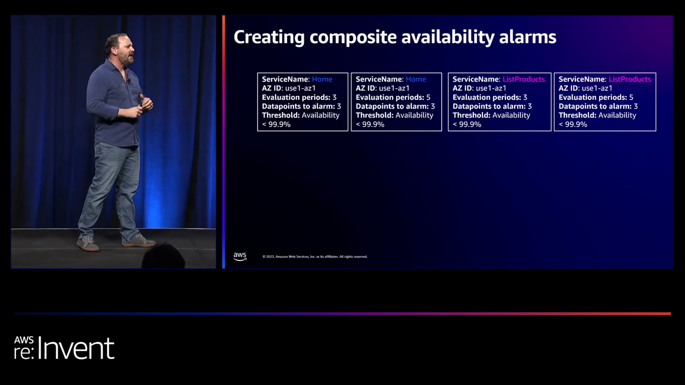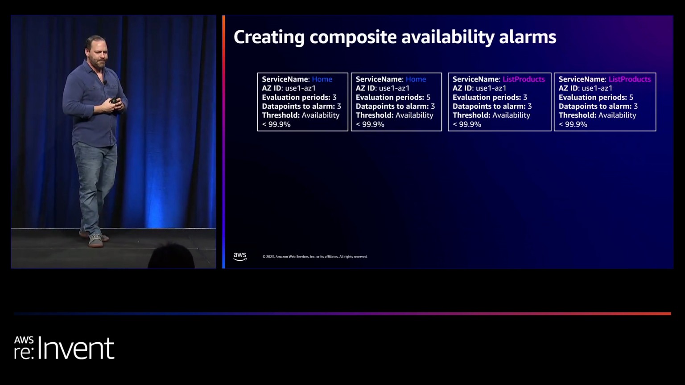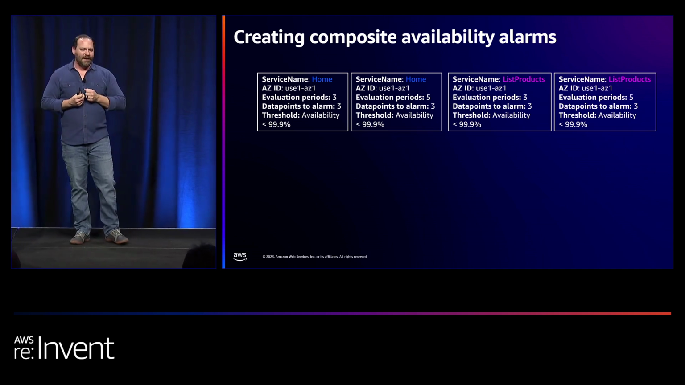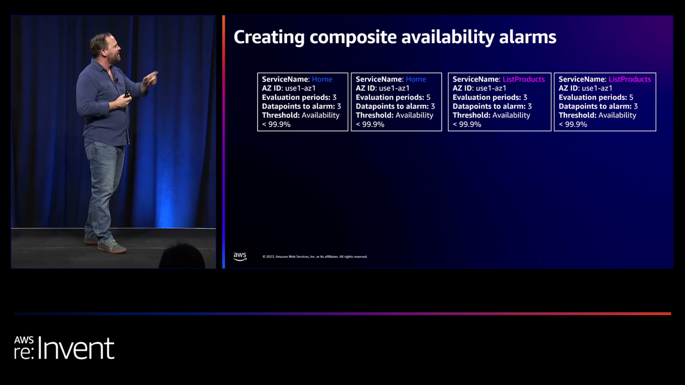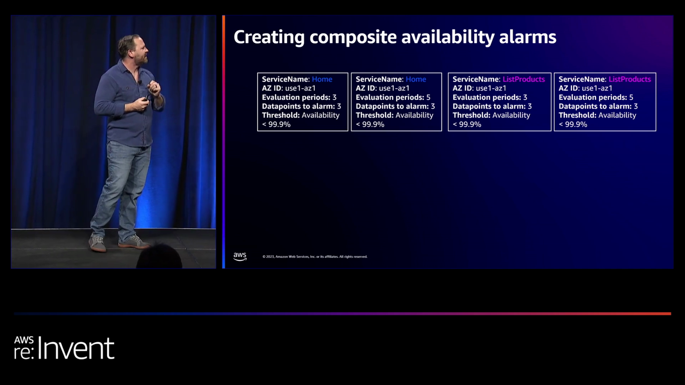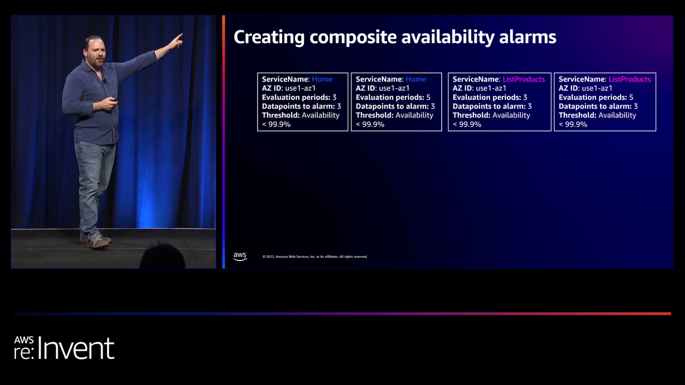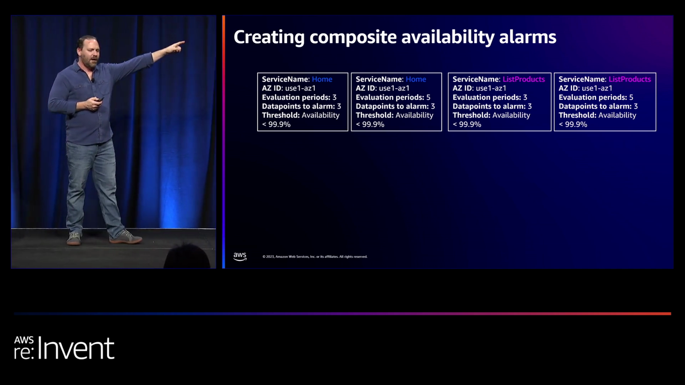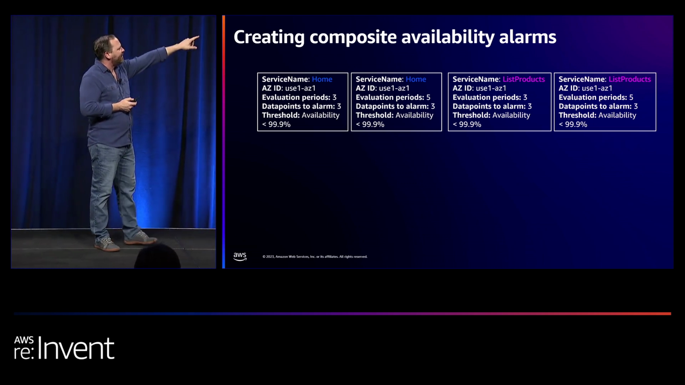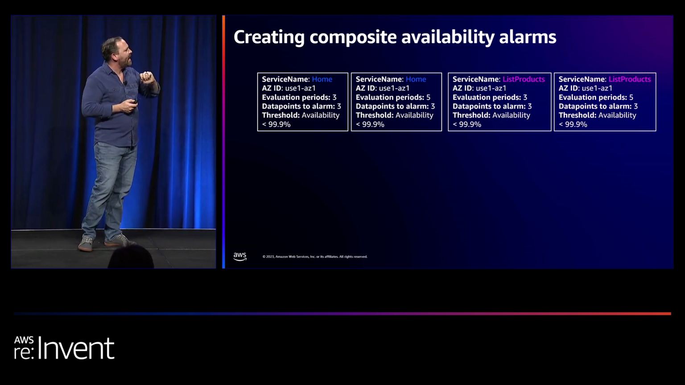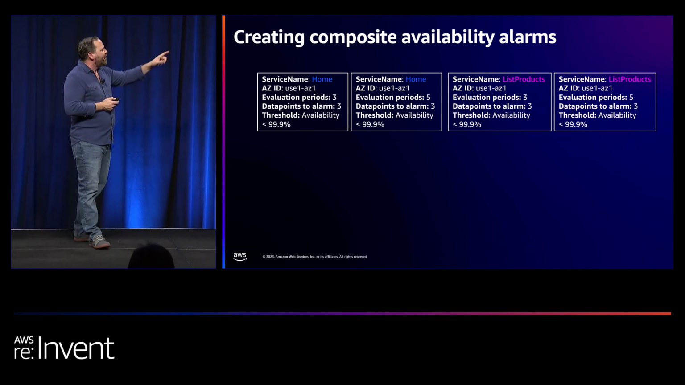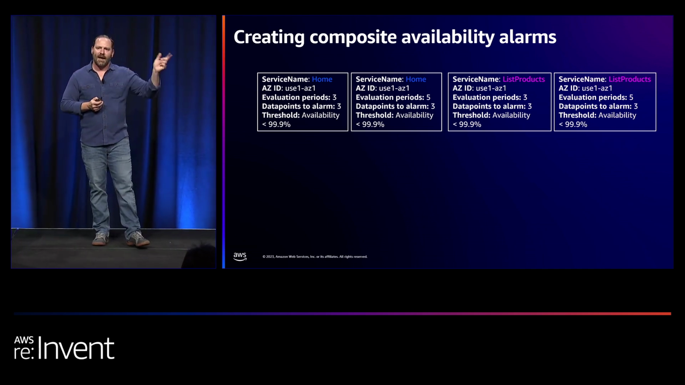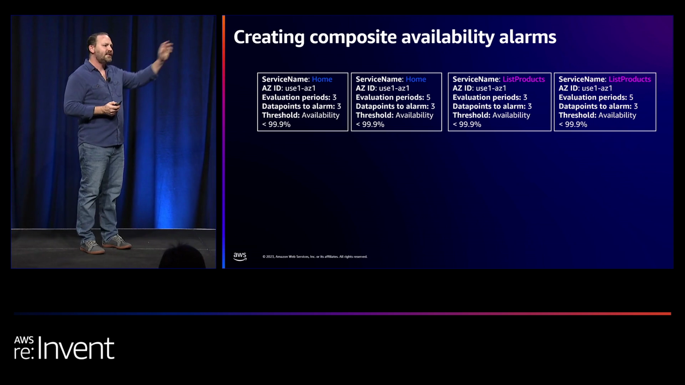So let's talk about creating availability alarms for your system. In this service that I have here, I have 2 functions: my home function and my list products function. And these are alarm definitions. I've got an alarm for AZ1. I have a 3 out of 3 and a 3 out of 5, and I'm looking for my availability to be lower than 99.9%. And so I have 4 separate alarms here.